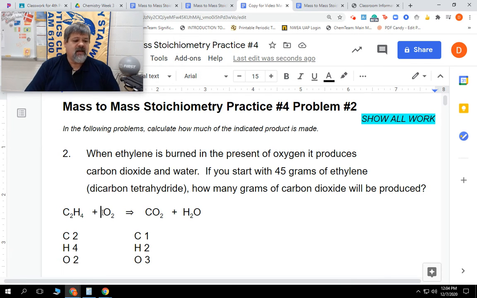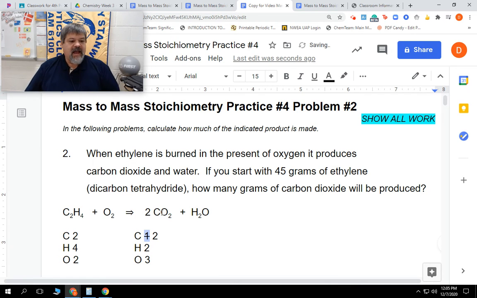So we're going to save that to the end. We're going to start off with our first element, which is almost always what I like to start off with. I have carbon right here, and I have 2 of them, so I have to make 2 over here. Now I cannot just put a 2 here. Again, I can't change the subscripts, but I can put a coefficient. So I can put a 2 right there. That changed my carbon now to 2.